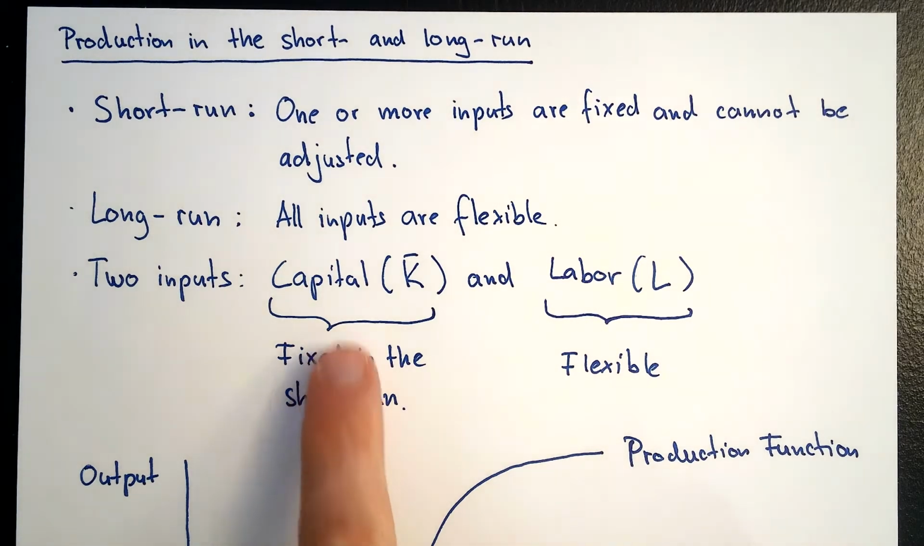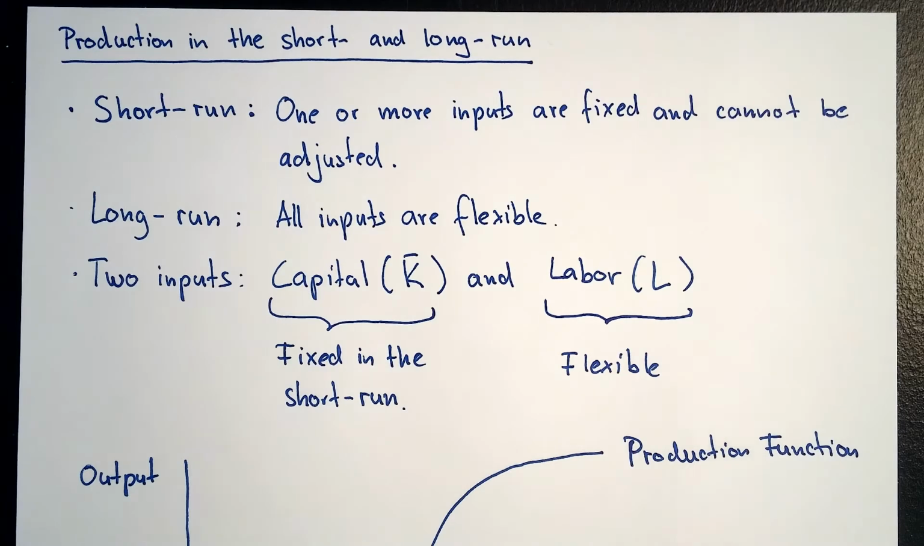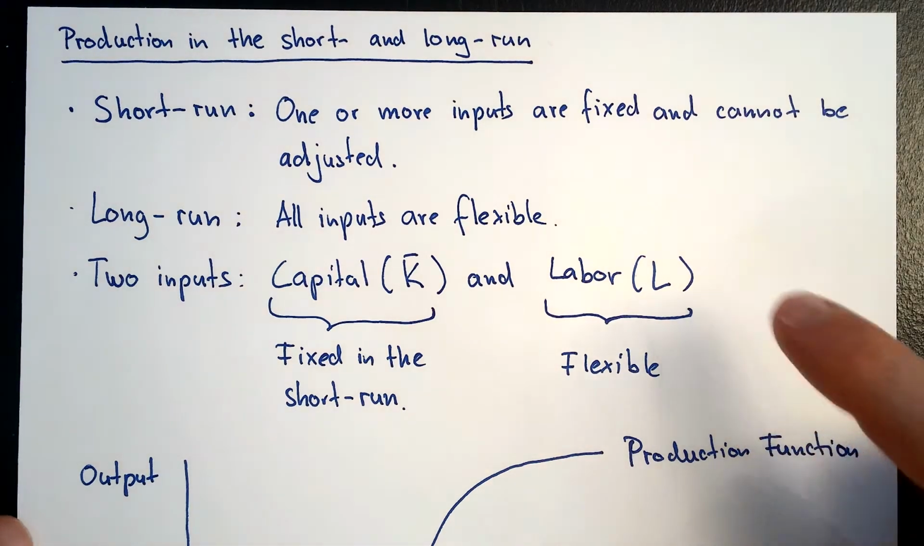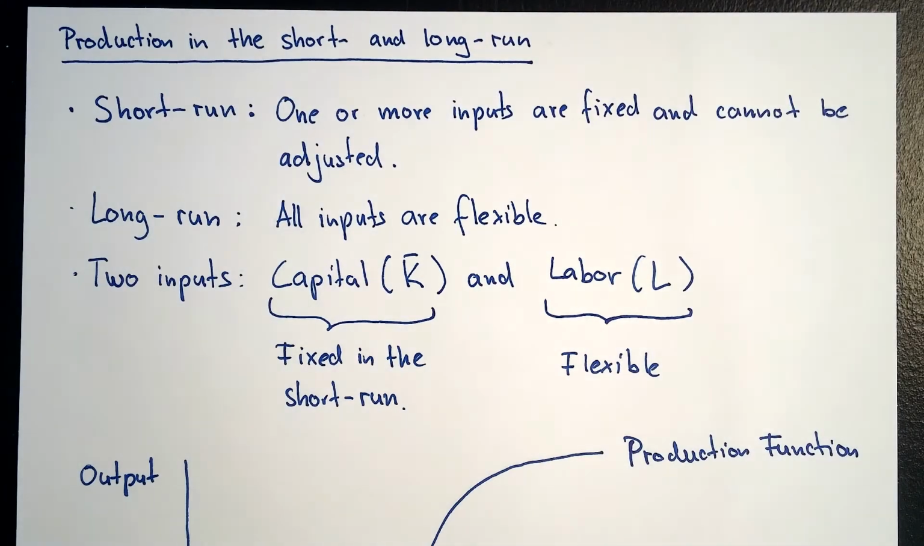We have capital, which is denoted with the letter K, and we have labor, which is denoted with the letter L. Now, usually we assume that capital is fixed in the short run. So think about machinery, or think about the size of a shoe store. And you can only adjust labor in the short run. Okay, so labor is flexible.